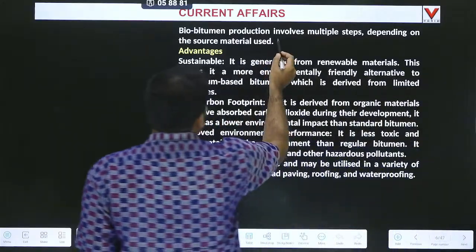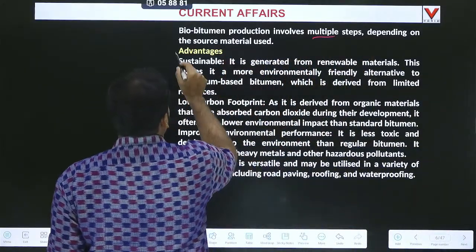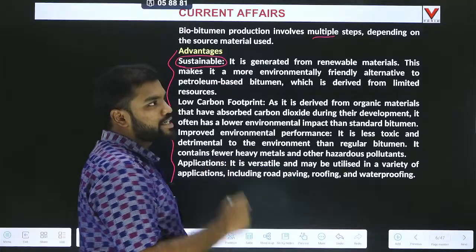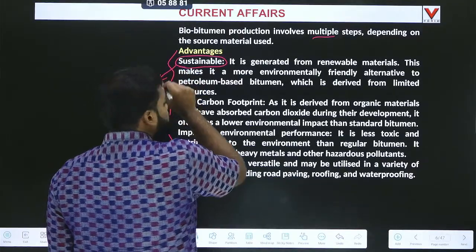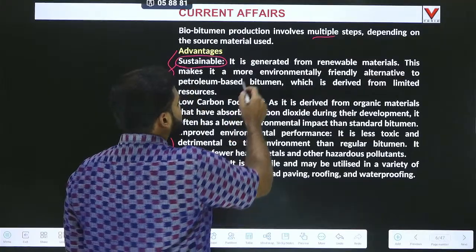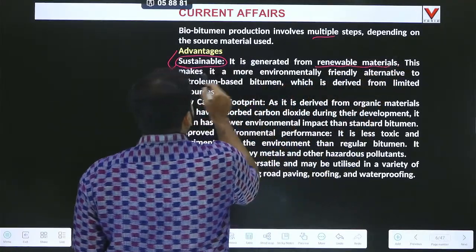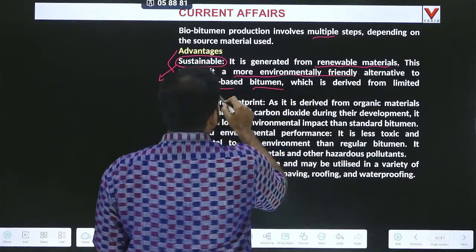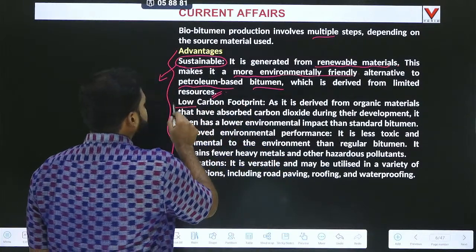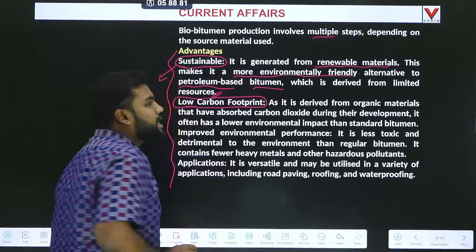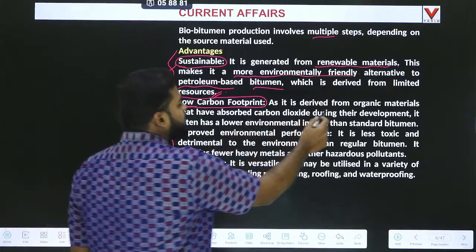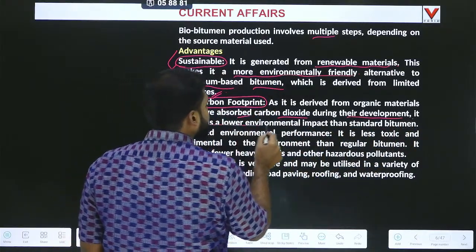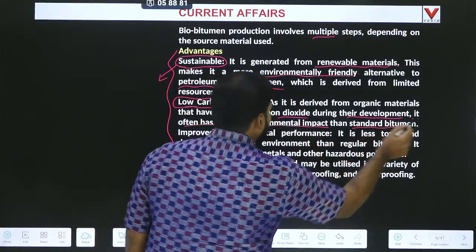Biobitumen production involves multiple steps depending on the sources of material. What are the advantages of biobitumen? Sustainable, obviously, because it is biological, organic in nature. It can be produced in India, so we don't have to depend on other countries. It is generated from renewable materials, which makes it more environmentally friendly. It is an alternative to petroleum-based bitumen, which is derived from limited resources. Low carbon footprint: as it is derived from organic materials that have absorbed carbon dioxide during their development, it often has a lower environmental impact than standard bitumen.